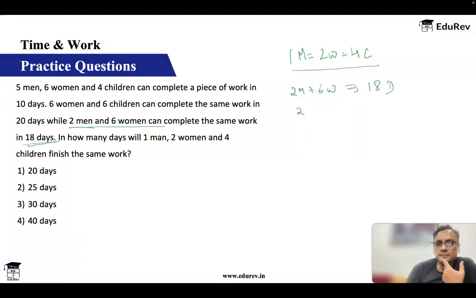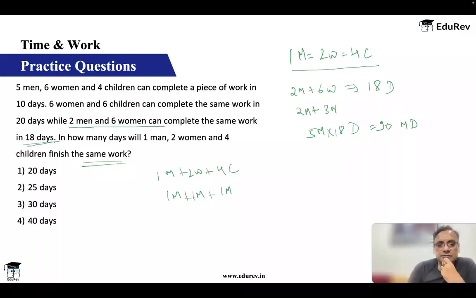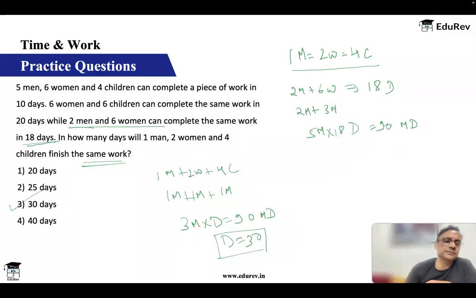Okay, so 2 men is 2 men, 6 women is 3 men, total is 5 men, 5 men take 18 days, so my work is equal to 90 man days. Okay, and here also they have to finish the same work, so work is same, 90 man days, and I have 1 man, 2 women and 4 children. So 1 man is 1 man, 2 women is 1 man, 4 children also is 1 man, so net I have 3 men. So 3 men into days is equal to 90 man days. So obviously D is equal to 30. They are going to take 30 days. Hence my answer is 30.